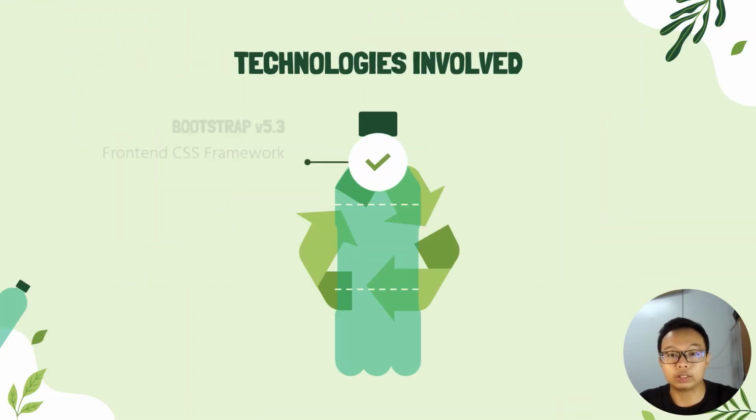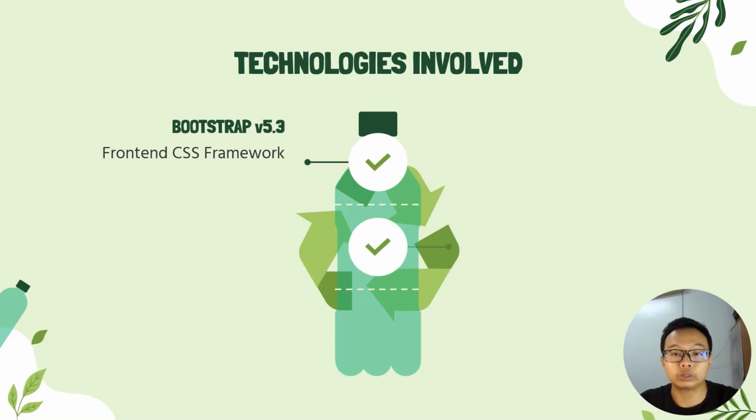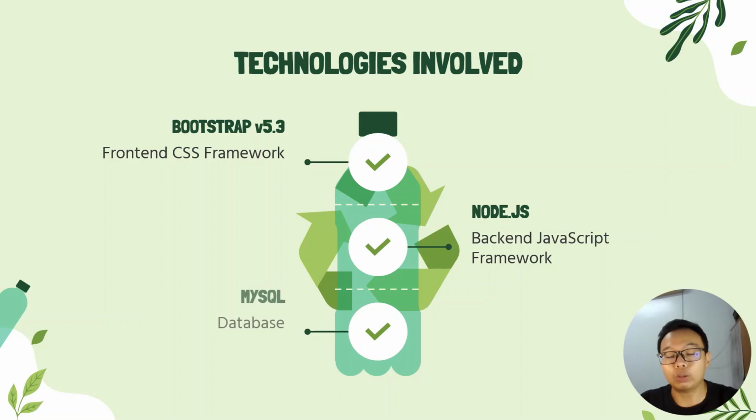Here are the technologies involved in our Waste2Go web application. For now we just keep it simple: as our front-end CSS framework we use Bootstrap version 5.3, Node.js for all our back-end application work, and also MySQL for the database to store the information of the users and the sales items.